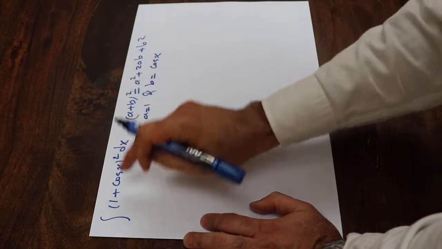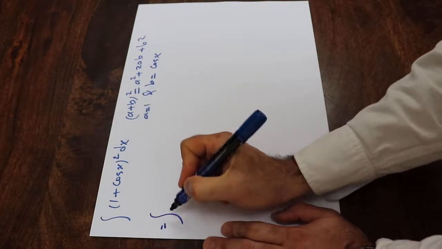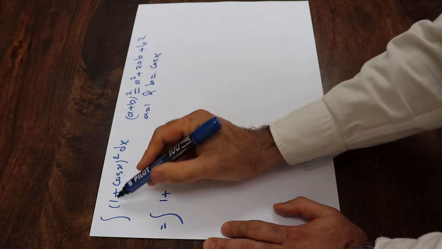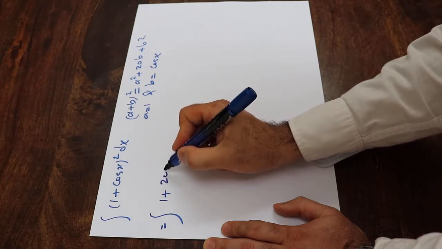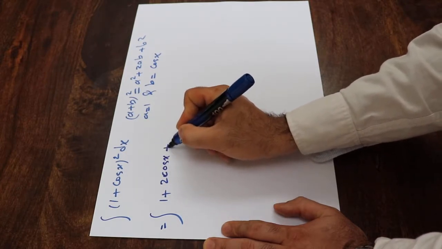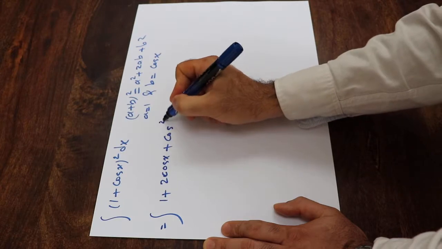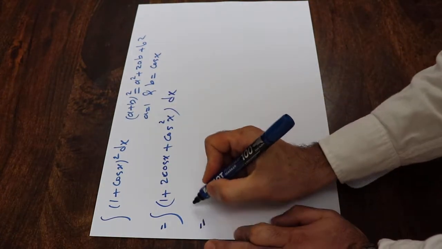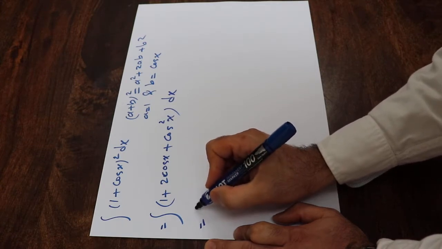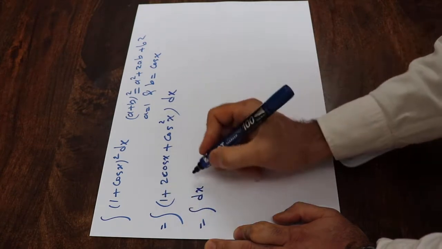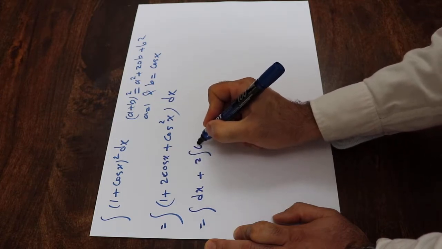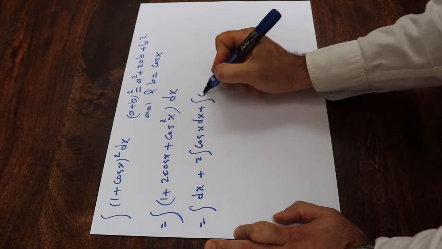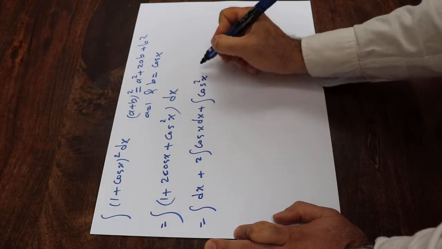If you apply this formula here, this integral will be equal to the integral of a squared, that is 1, plus 2ab, that is 2 times 1 times cosine x, which is 2 cosine x, plus b squared, which is cosine squared x, dx. And this integral will be equal to the integral of 1 dx, plus 2 times the integral of cosine x dx, plus the integral of cosine squared x dx.